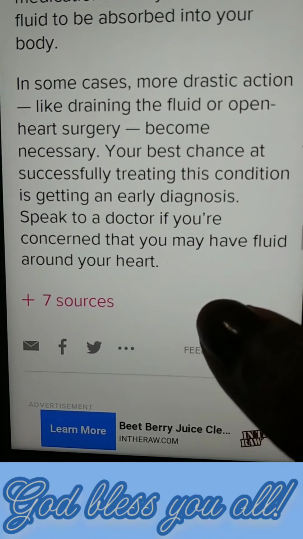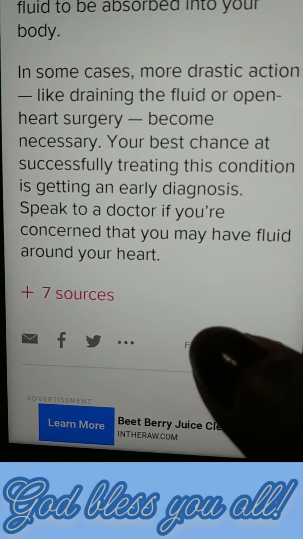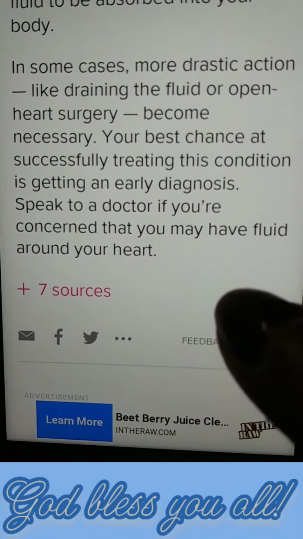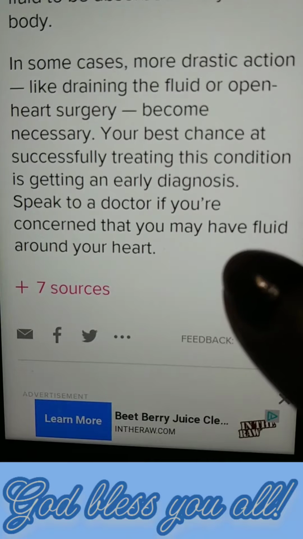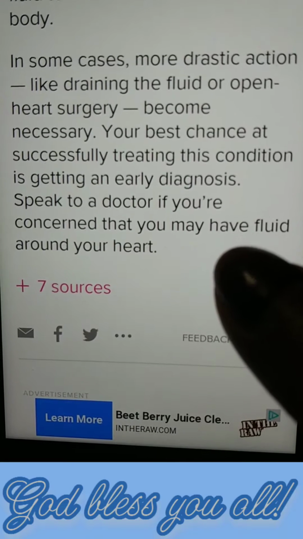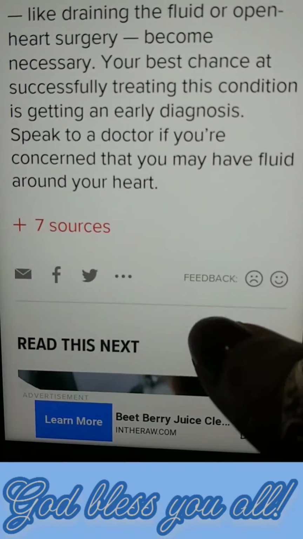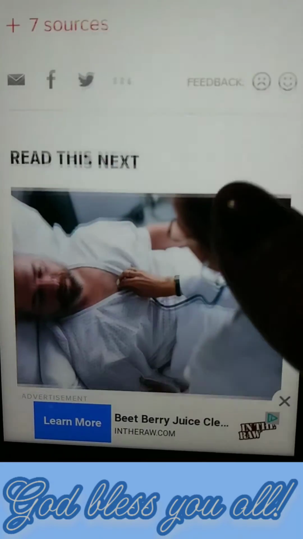In some cases, more drastic action like draining the fluid or open heart surgery becomes necessary. Your best chance at successfully treating this condition is getting an early diagnosis. Speak to a doctor if you're concerned that you have fluid around your heart.